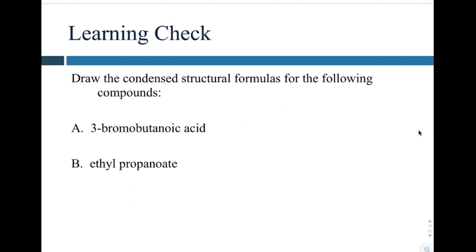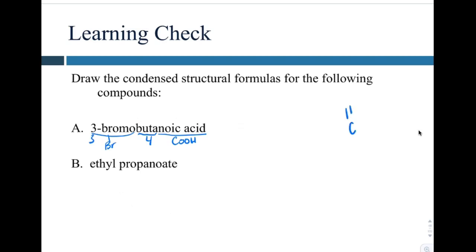Alright, so starting from the end of the name, we got noic acid, which means I got a carboxylic acid group hanging out. How many carbons in that carboxylic acid group? Bute is for 4 carbons. Do I have a side chain? Yes, I do. I got a bromine hanging off of carbon number 3. And so we draw this out.